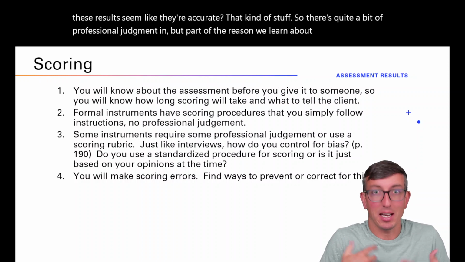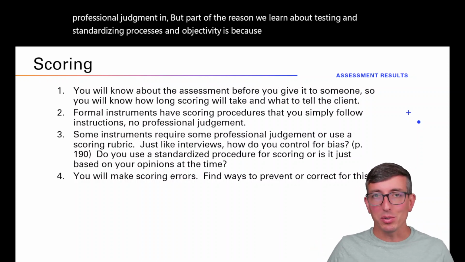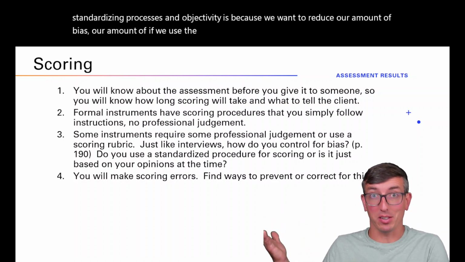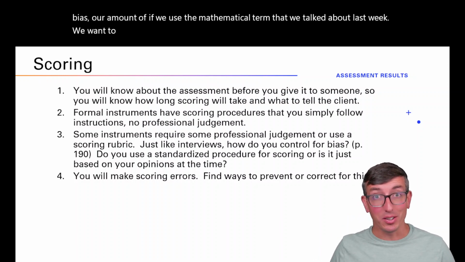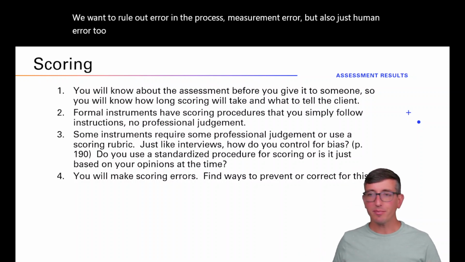So there's quite a bit of professional judgment in it, but part of the reason we learn about testing and standardizing processes and objectivity is because we want to reduce our amount of bias, or, if we use the mathematical term that we talked about last week, we want to rule out error in the process, measurement error, but also just human error too.